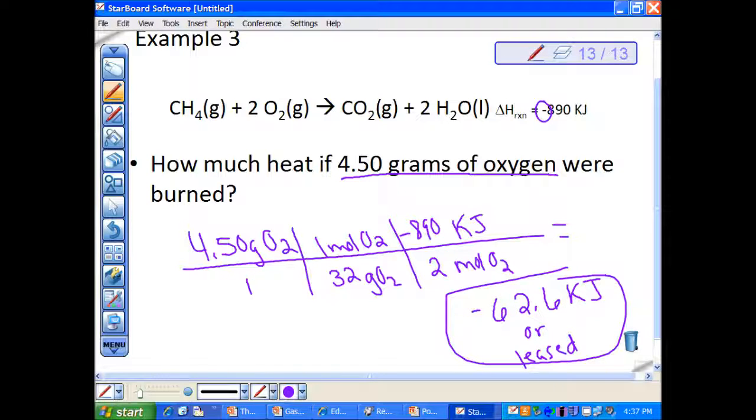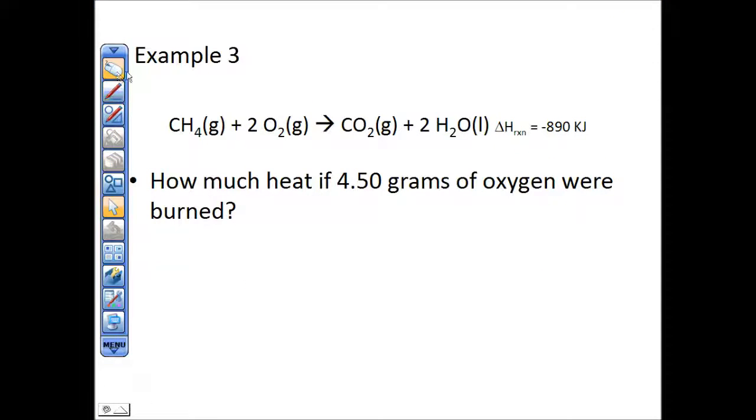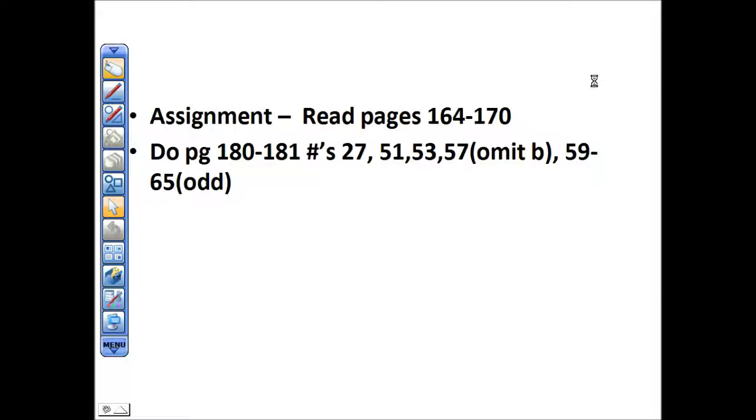So that was pretty much the lesson. I'll click on the next page. The next page, this is your assignment. There's a short reading assignment, and then this is the assignment that they worked on today in class. 27 is like the one we just did. I'm having you omit 57B because it's got a weird sulfur on it, and we haven't dealt with sulfur very much, being an S8. So that's why you're omitting 57B, but the rest of them you'll do well.